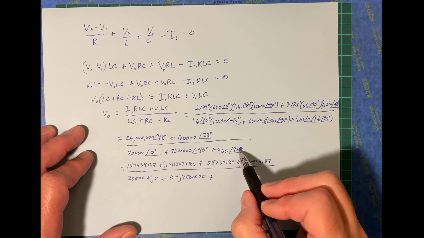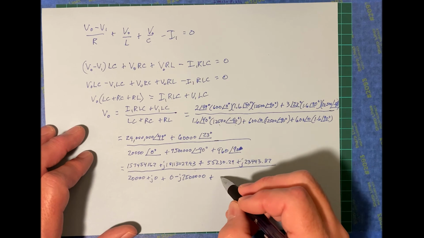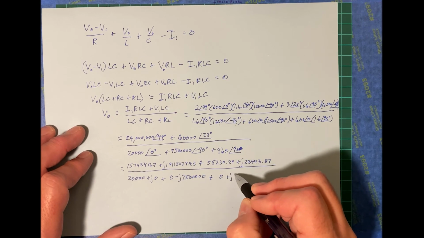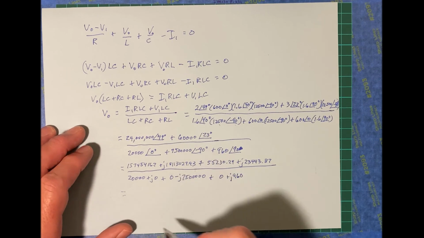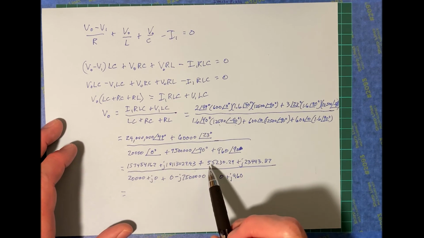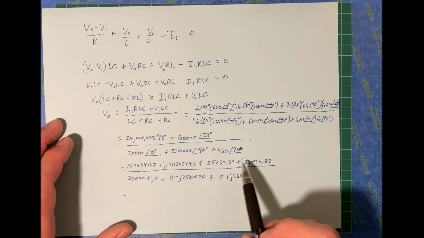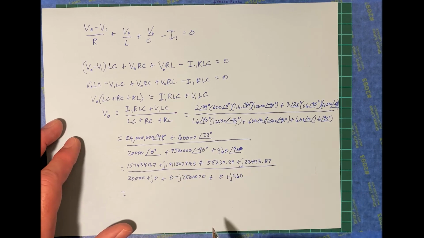Plus, now same thing here. This is going to be 0 plus j960, like that. All right, so we're ready to combine things. So you combine the real parts, you add the real parts together, and you add the imaginary parts together.